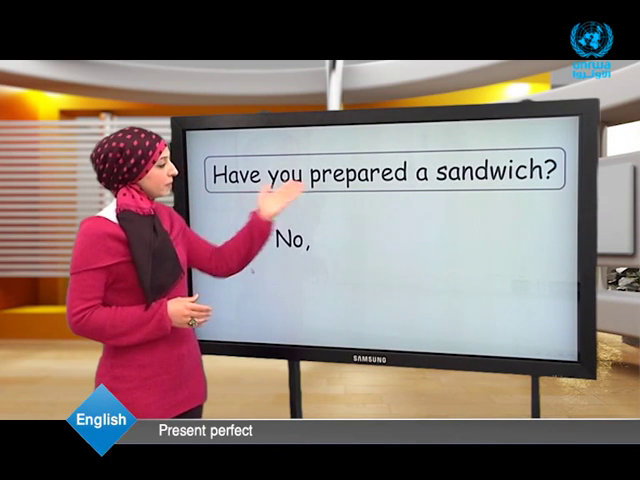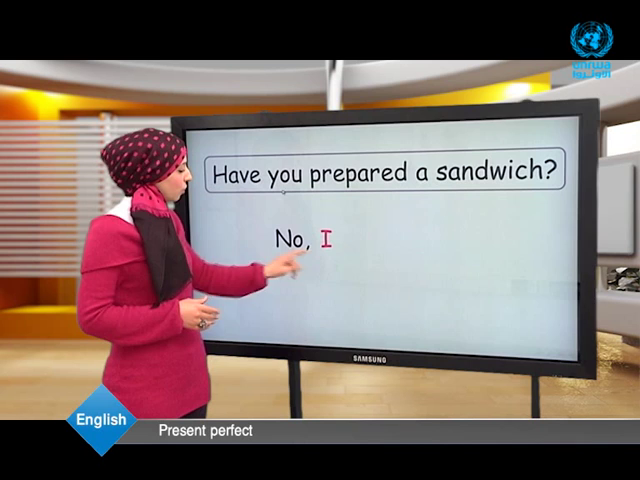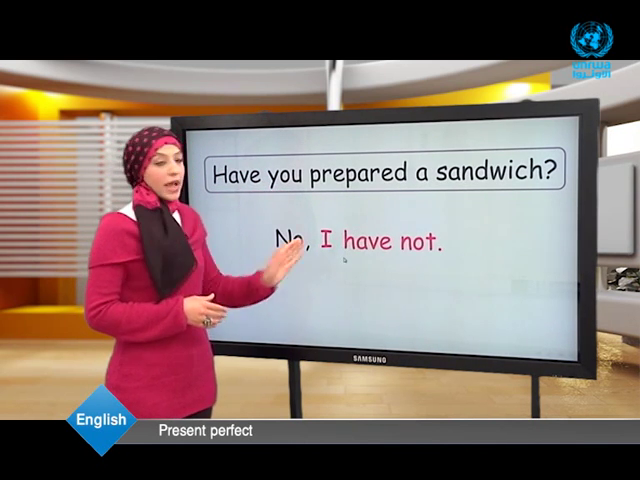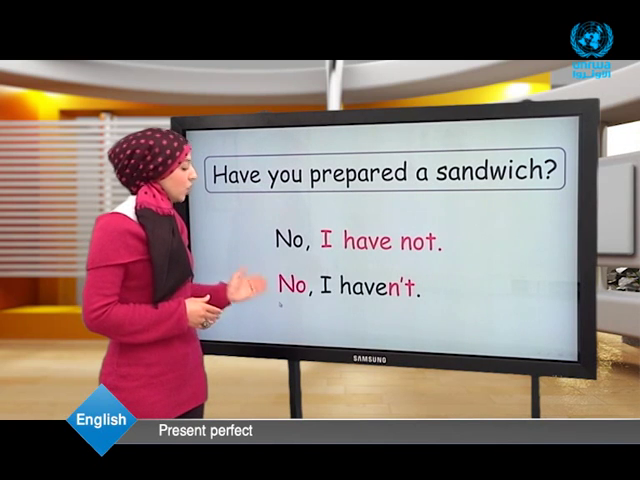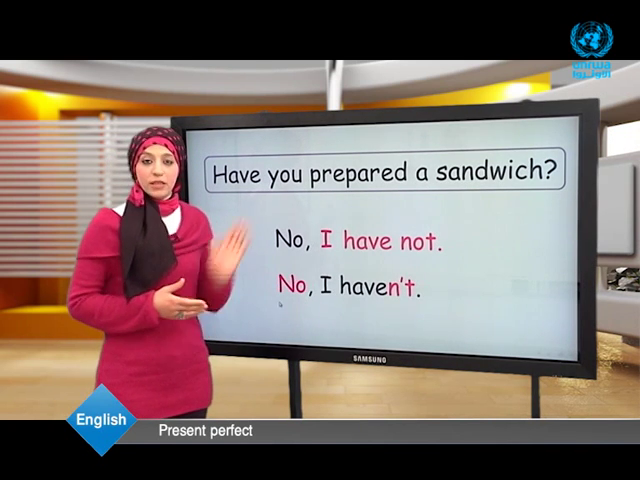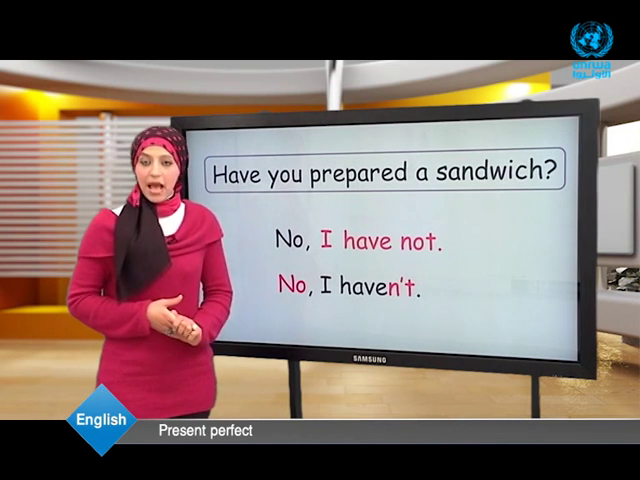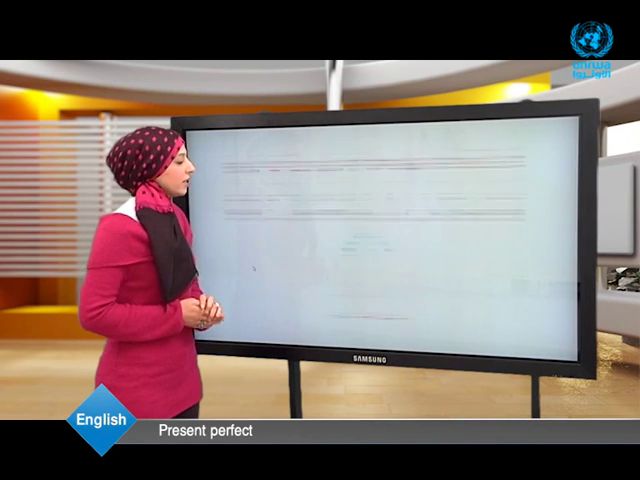And if you didn't prepare a sandwich, you should say no. So, have you prepared the sandwich? No. After no, I. And the helping verb have plus not. No, I have not. And the short form is no, I haven't. Again, let's read the question and the answer. Have you prepared the sandwich? No, I haven't. Now, let's move to the activities.